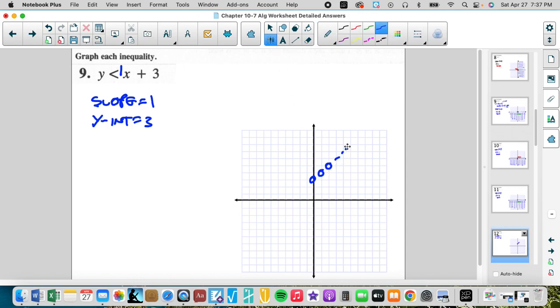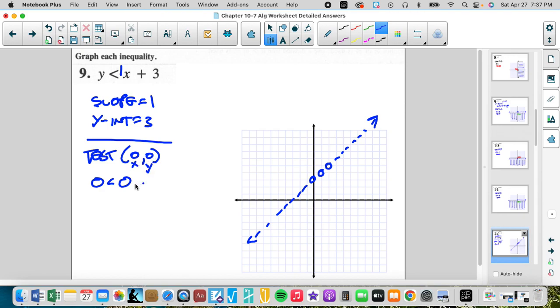I'm going to do a dotted line. And then I'm going to test. I'm still going to test my easy point, 0, 0. And this time I'm going to plug in 0 for y, and 0 for x, because this is my x, this is my y, x, y, and then plus 3. And I'm going to simplify.